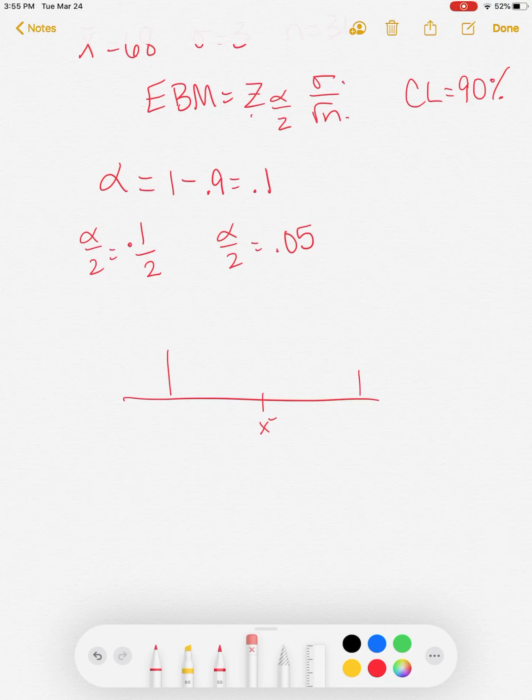Oh, darn it. Here we go. Sorry about that, guys. I'm still on the eraser. There we go. There's our standard curve again. All right, so I want to switch colors.